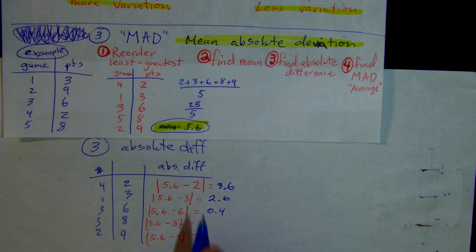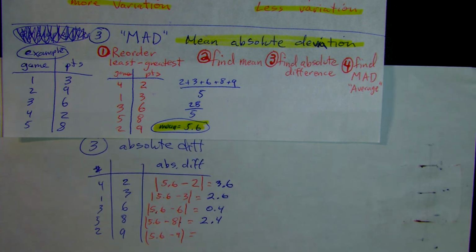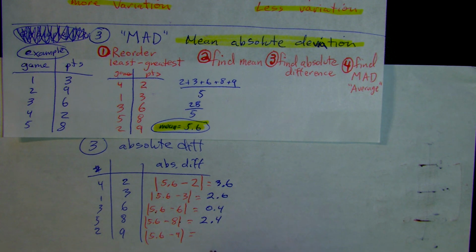All right, now watch here. Let's see, 5.6 minus 8 is negative 2.4, so the absolute value of that is positive 2.4. 5.6 minus 9 is negative 3.4. Absolute value is 3.4.